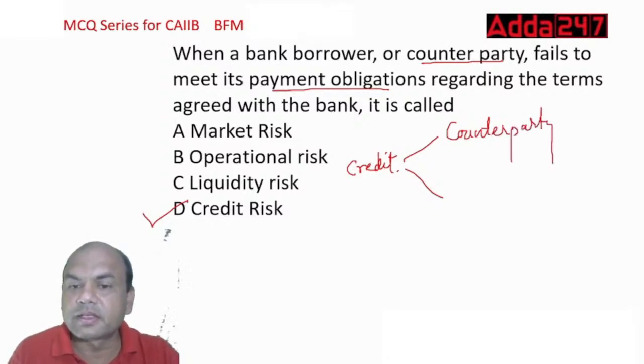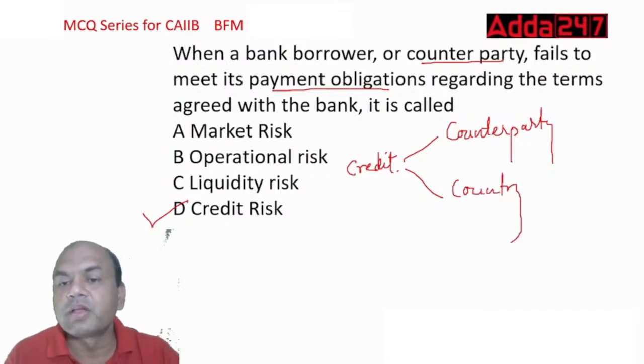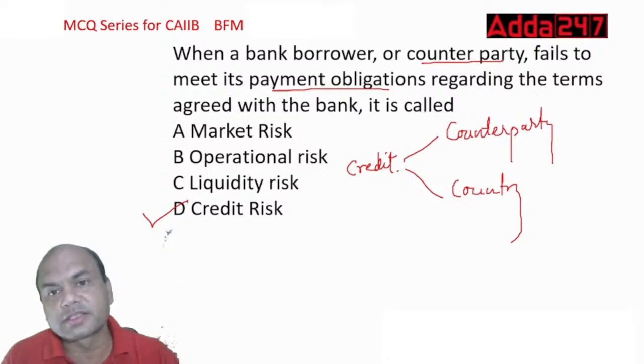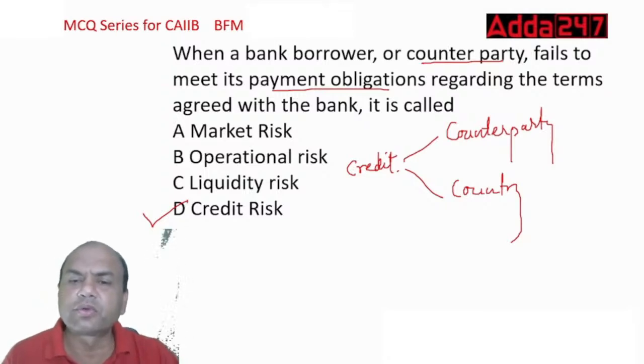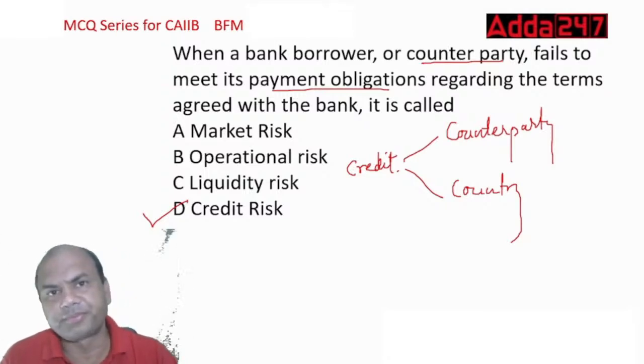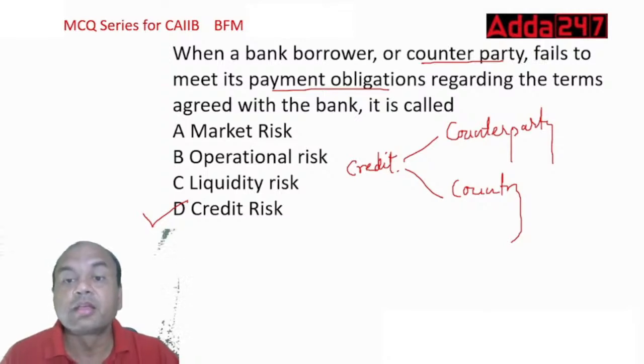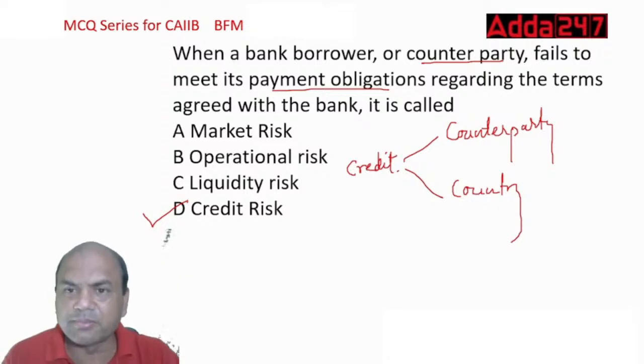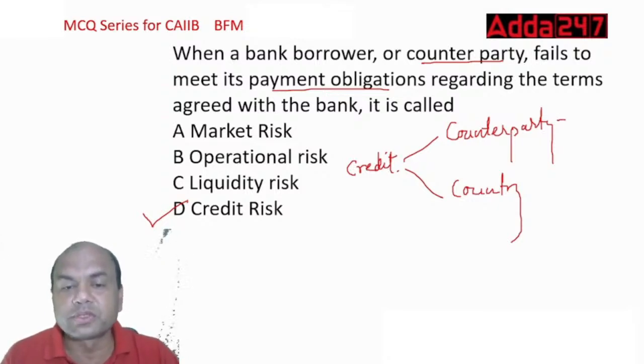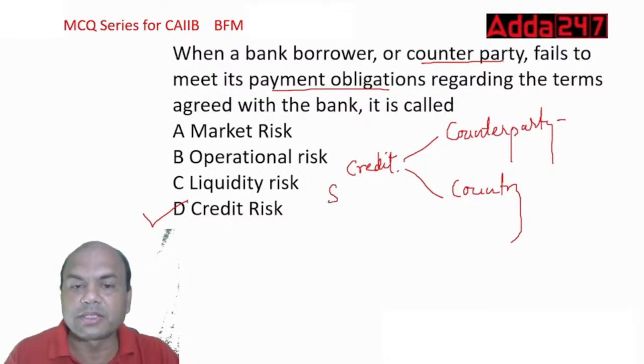And second is this country risk. Okay, one is counterparty, second is country risk. Always remember, credit risk is of two types, counterparty and country. So counterparty means what? Your other party is not paying. Here, the simple logic is this: suppose you have sold the goods. You are the seller, and this counterparty is a buyer.